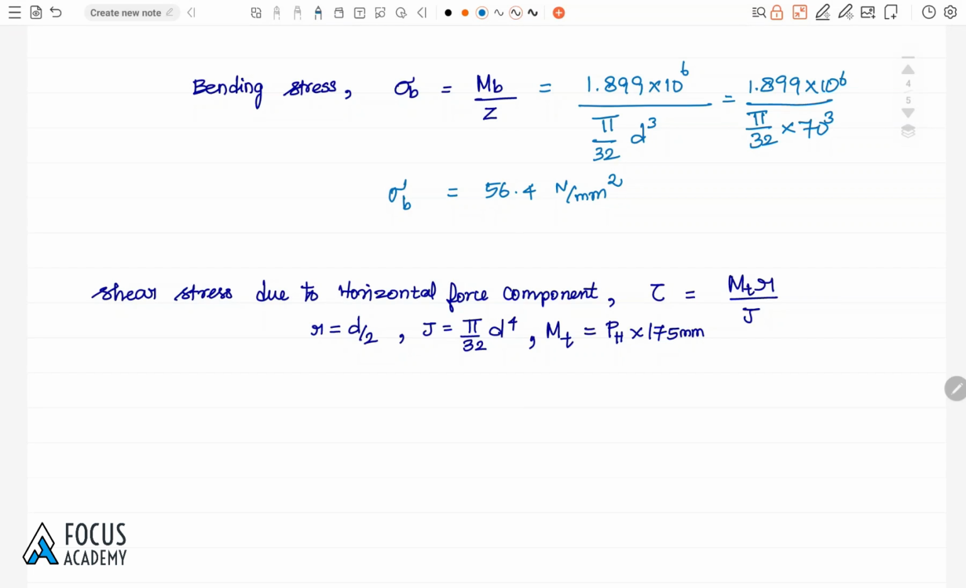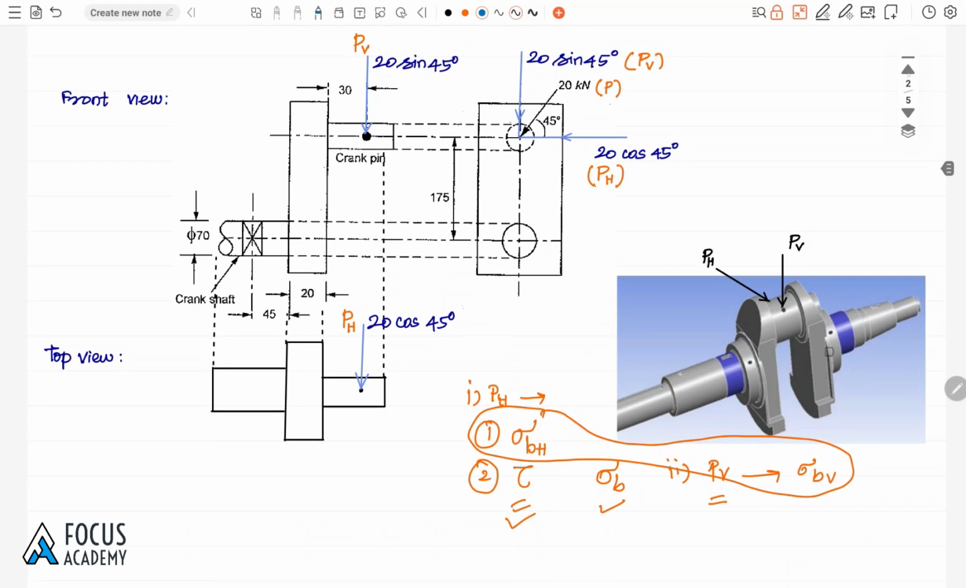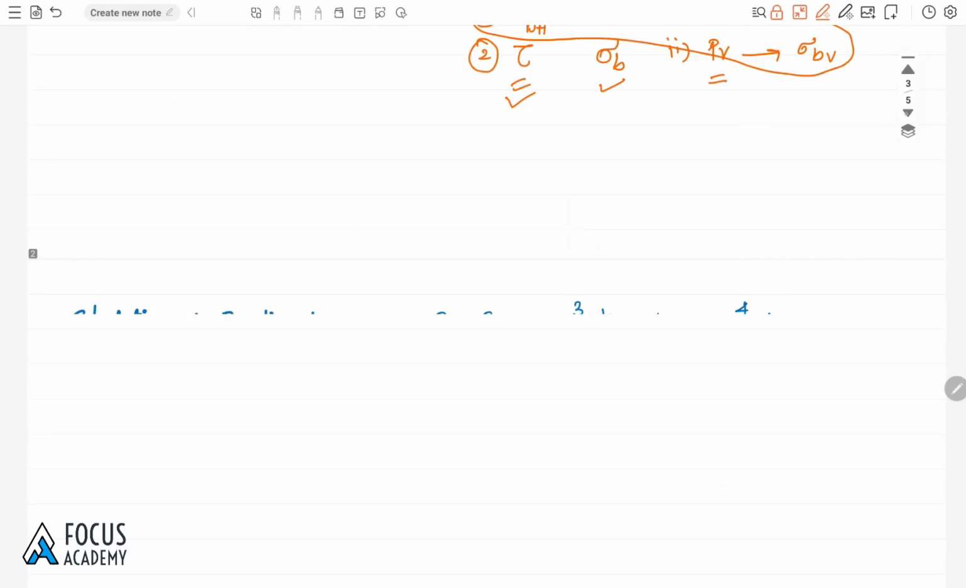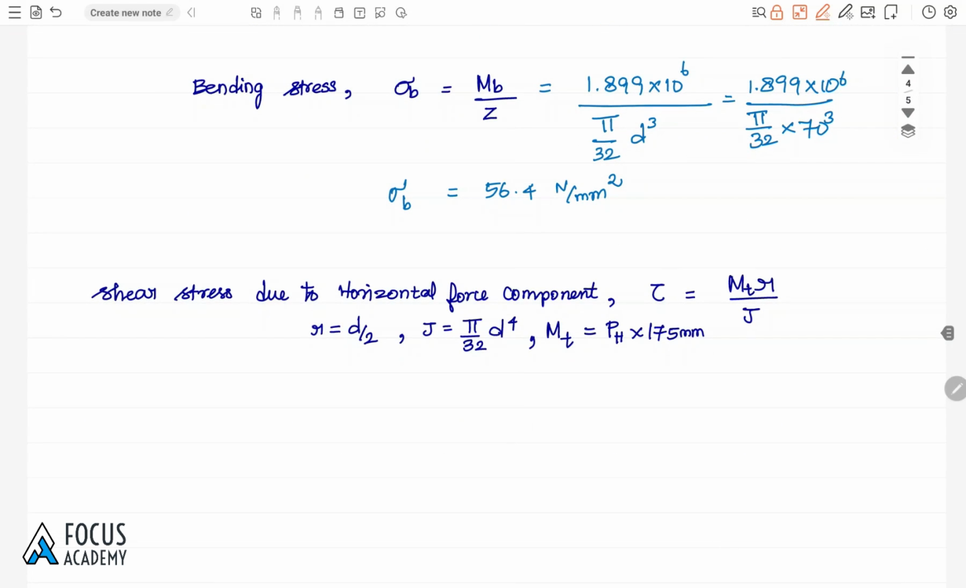So the bending stress value is calculated. And after that, due to the horizontal component, there is a turning moment. We have already discussed that due to the horizontal and vertical components, there will be bending stresses. We calculated the horizontal bending moment and vertical bending moment, and resolved them to calculate the sigma b value. And due to the horizontal force, there is a turning moment. So for that, we have to calculate the shear stress.